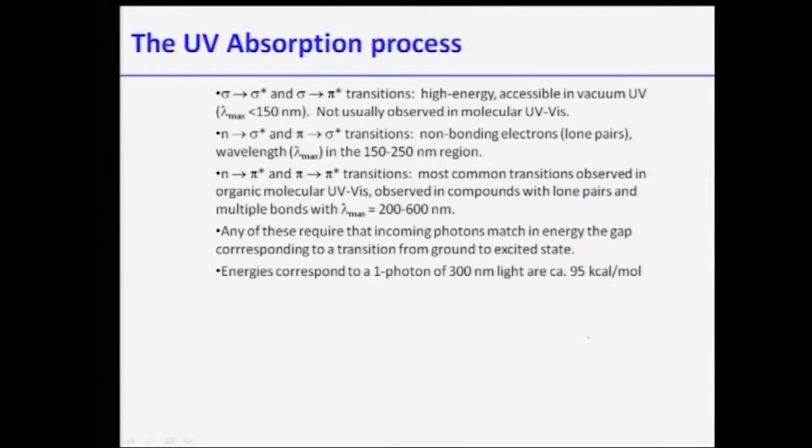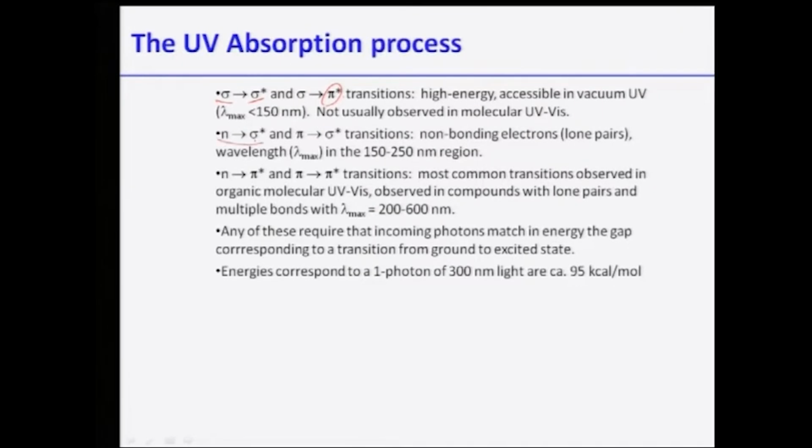And to tell you exactly about the ultraviolet absorption process, let us look at that. As I told you, there are different kinds of bonds, sigma and pi bonds. So we can have sigma bonding orbital to sigma antibonding orbital, or sigma to antibonding pi orbital transitions. They are very high energy, only accessible in vacuum ultraviolet, that is when wavelengths are less than 150 nanometers, not usually absorbed in ultraviolet visible spectroscopy.